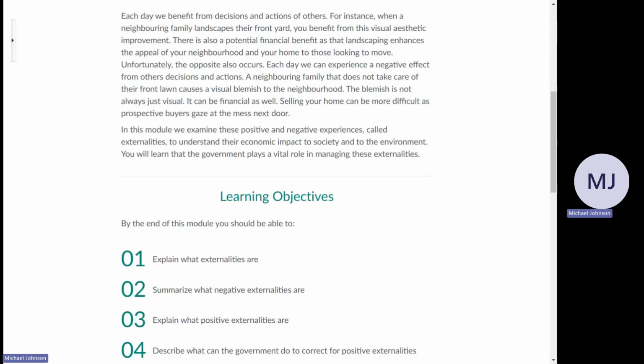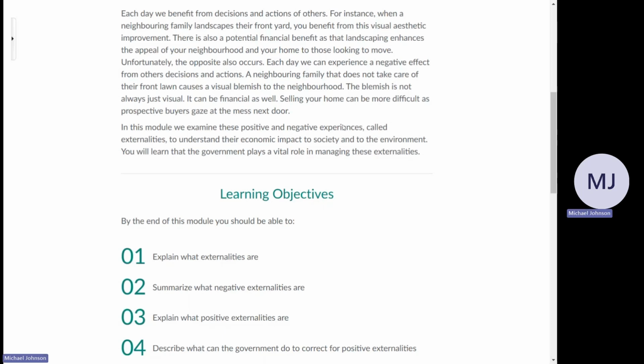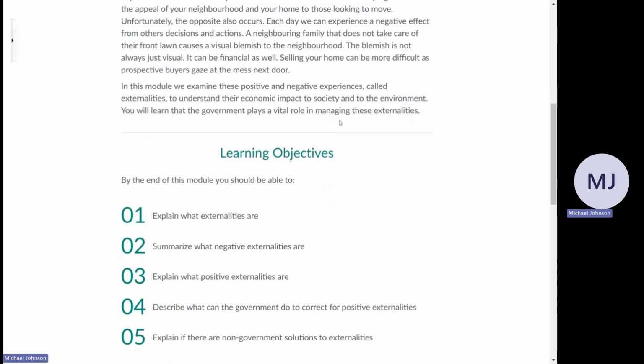Each day we can experience a negative effect from others' decisions and actions. A neighboring family that does not take care of their front lawn causes a visual blemish to the neighborhood. The blemish is not always just visual. It can be financial as well. Selling your home can be more difficult as prospective buyers gaze at the mess next door.